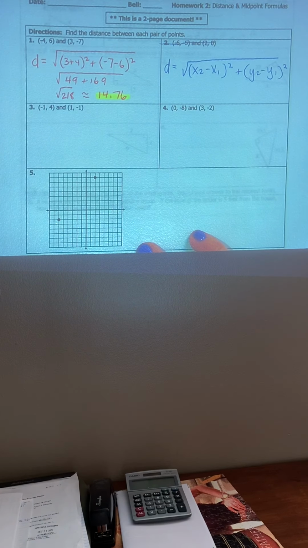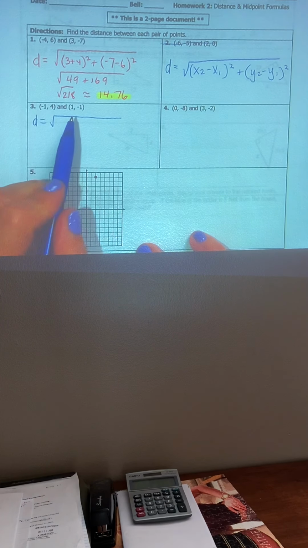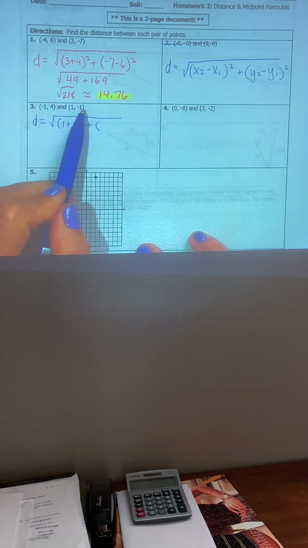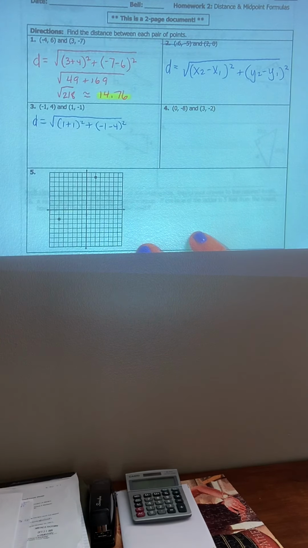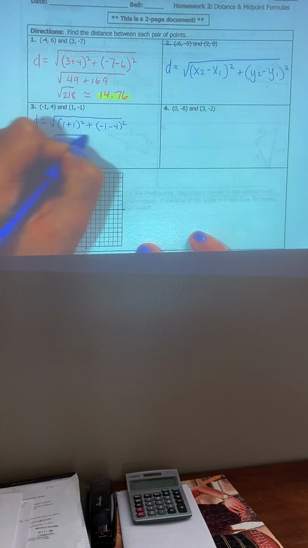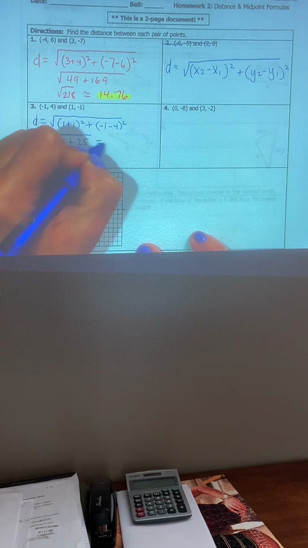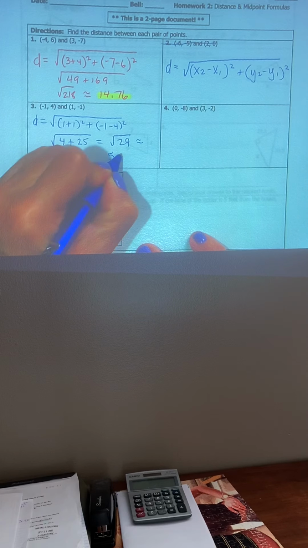Okay, we'll do one more problem below. x2 minus x1, so that's 1 plus 1 squared plus y2 minus y1, -1 minus 4 squared. You got to write it out like that, guys. It's just the easiest way to do it. And we get 2 squared is 4, -5 squared is 25. So you get square root of 29, and the square root of 29 is 5.39.